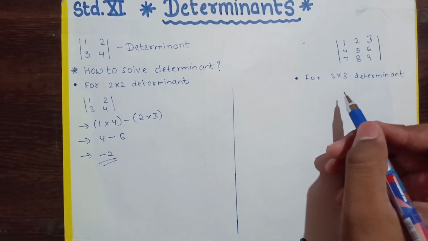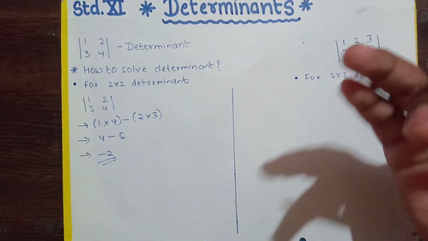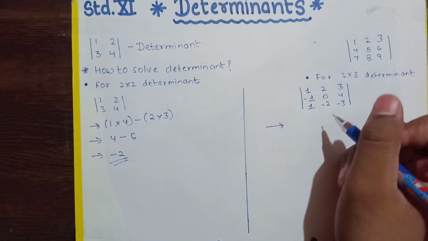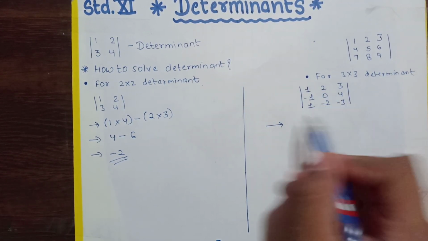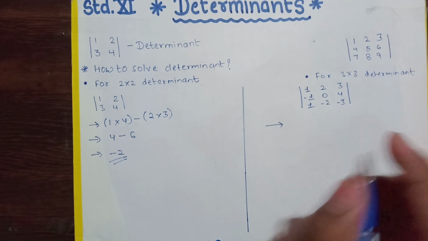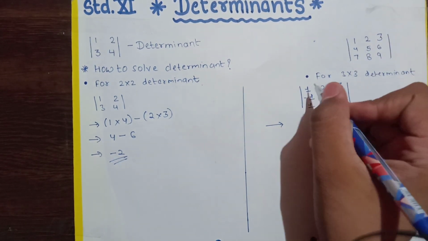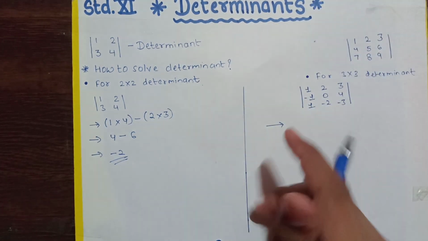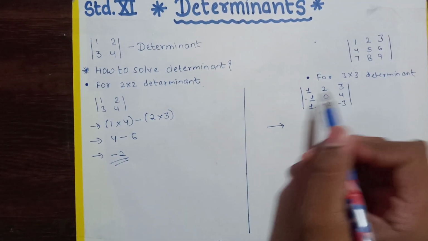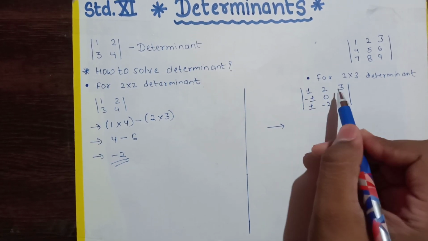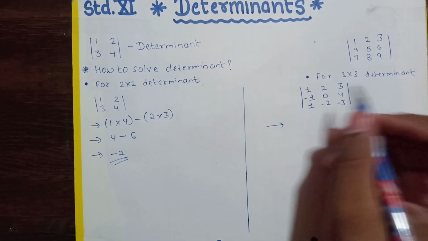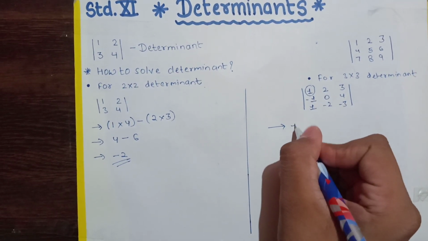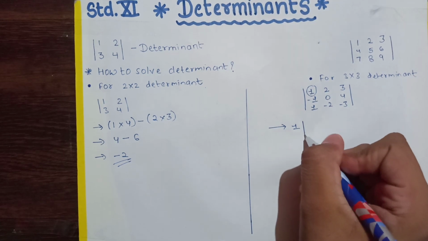Now we'll solve this 3 into 3 determinants. Let me take one example of 3 into 3 determinant. So we have taken this as our example. As you can see, I have drawn a 3 into 3 determinant and taken one example. So see how we'll solve. First, if we are solving by row method, there are two methods to solve determinants of 3 by 3: row method or column method. So in row method, first we will take the first row. We'll write here 1, then we'll draw a determinant.